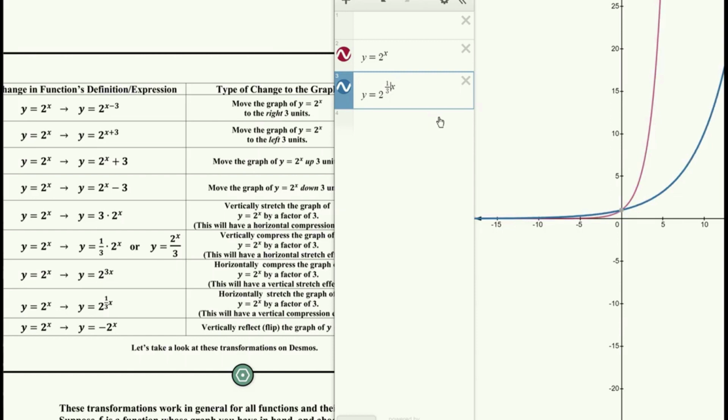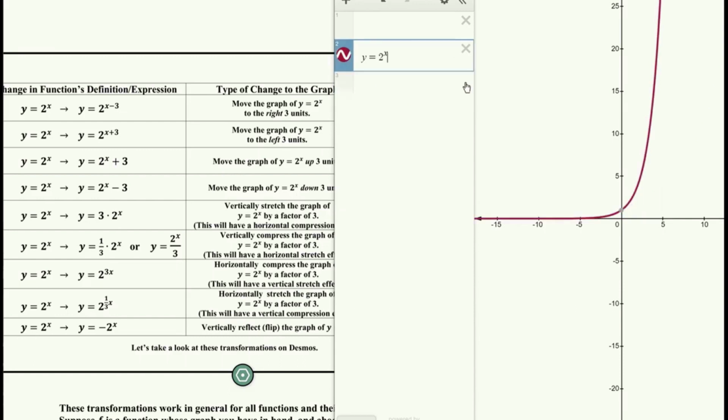No, let's get rid of that. Notice that's going to have the effect of a horizontal stretch, which vertically, of course, will look like a compression. See, it looks like it was vertically compressed. And once again, they go hand in hand.